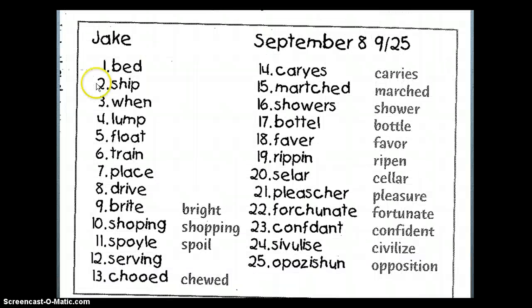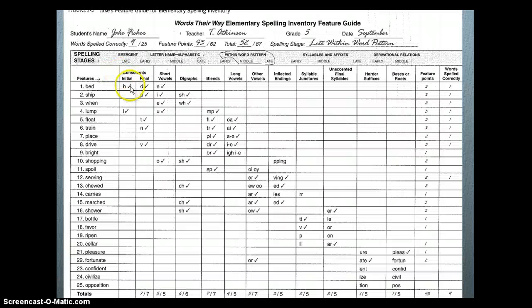So for example, the word bed was spelled right. So he got the initial consonant, the final consonant, and the short vowel. He has 3 feature points and then 1 point for spelling the word correctly. Same thing with ship. He had the final sound, the short vowel, and the digraph. 3 feature points and 1 point for spelling the word correctly.